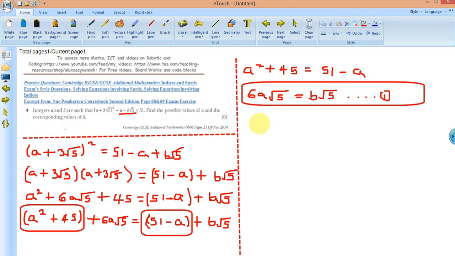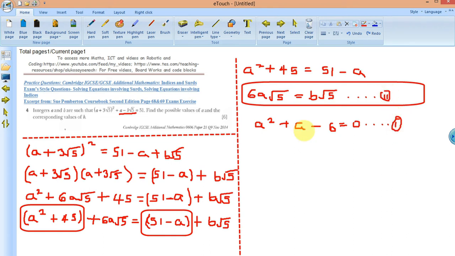This one here. So just bring everything together. a squared plus a, that is minus a. Move down here, that will be plus a. Then you have 45 minus 51, and that is minus 6 equals 0. So from the rational term side, I've been able to get this trinomial. It's actually a quadratic equation. This is equation 2.